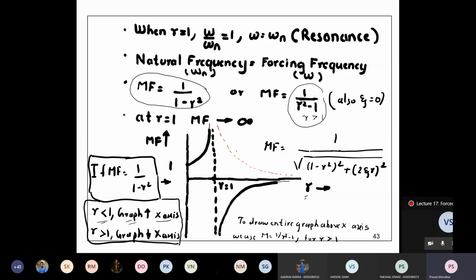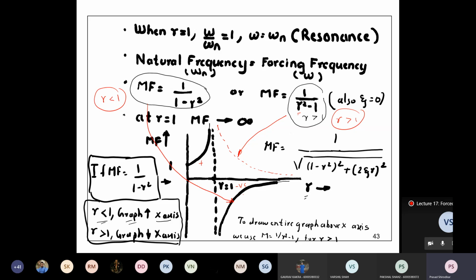Right. This is when I am using the same equation for both the cases, that is for r less than 1 and r greater than 1. If I use 1 upon 1 minus r square, then I get one part on the upper side and one below the axis. But if I change this to r square minus 1, then I can draw the graph in this manner. All right, so I hope that is clear.